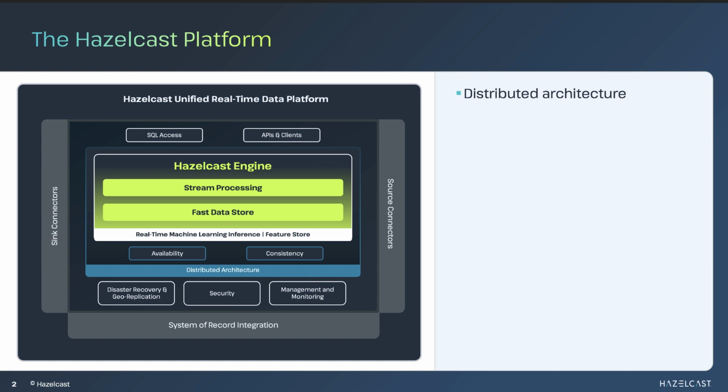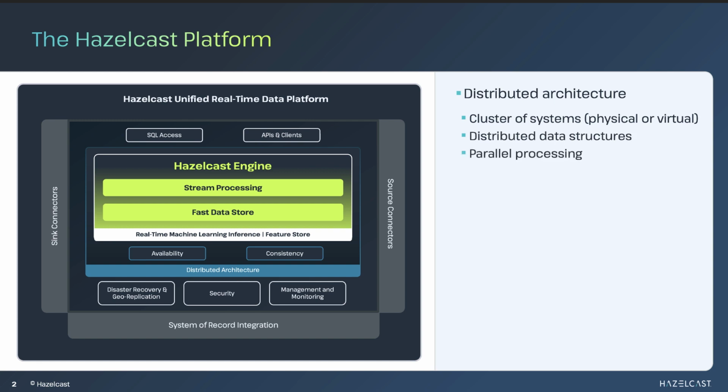Before we look at use cases, let's take a quick tour of the Hazelcast platform. Hazelcast combines a stream processing engine with a fast data store, both atop a distributed architecture. Briefly, a distributed system is one that runs across a cluster of multiple systems, either physical servers or virtual machines in a cloud. Both data and processing are distributed across the memory and CPU capacity of the entire cluster.